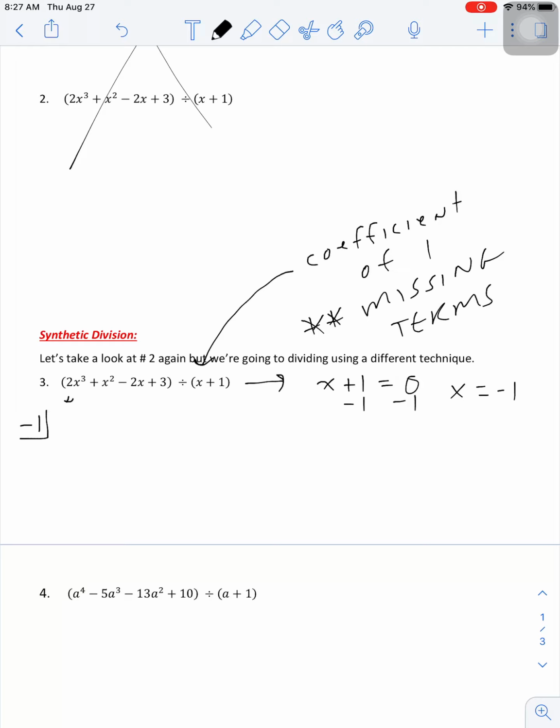And then what you're going to do is you're simply going to bring down your coefficients. Then where that last number is at, you're going to draw a line straight down, and then draw another line like so. I know it's weird, but it's way easier than long division. So in your first step, you're just going to bring down the 2.